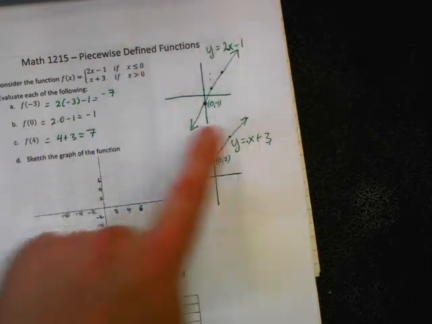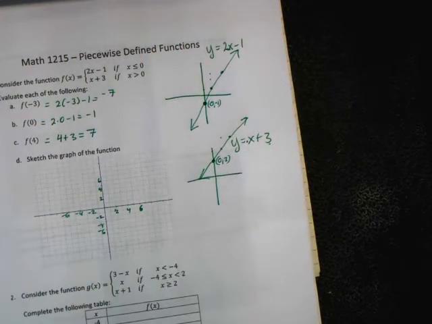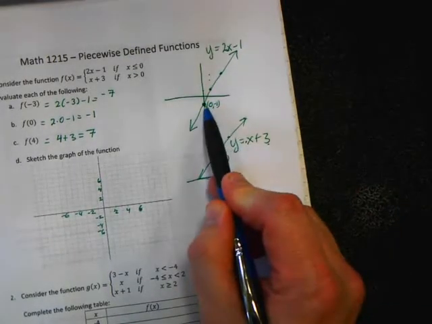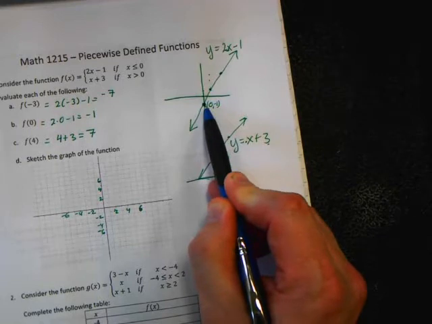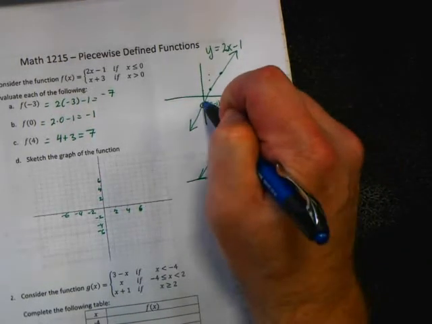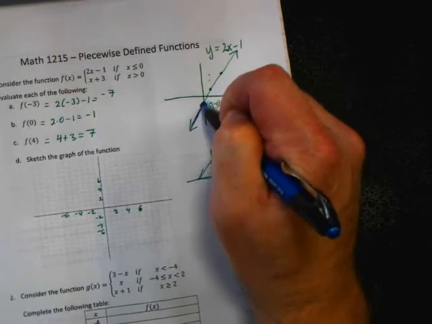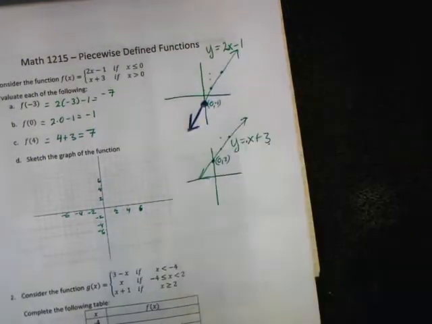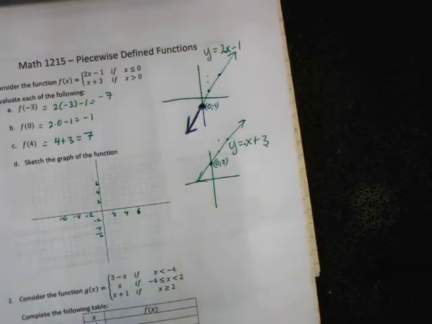So I look at this graph. Here's my graph of 2x minus 1. Where's the part where x is less than or equal to 0? To the left of the intercept, because this is where x equals 0, and I want x to be less than 0. X less than 0 means go to the left, doesn't it? So I want to take this part of the graph and transpose it to over here.